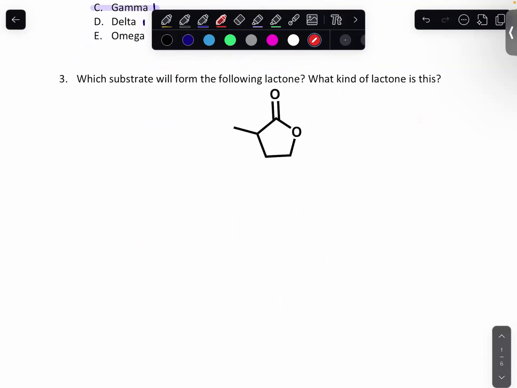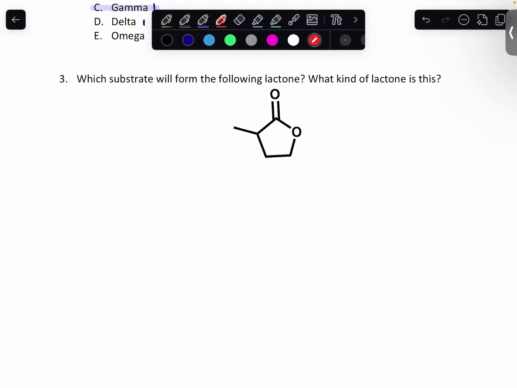Which substrate will form the following lactone? And what kind of lactone is this? Do you guys have any thoughts on how you would start this reaction? First of all, how many reactants will we have? 2. I feel like it's 2. I feel like it's not. I feel like 1.